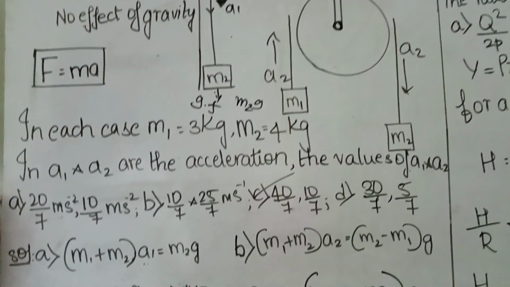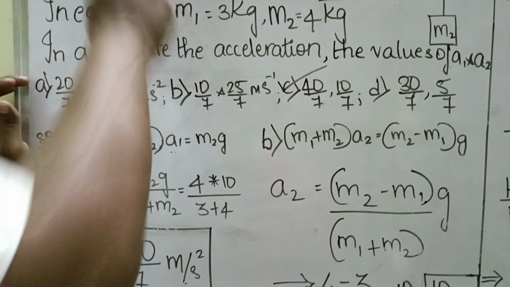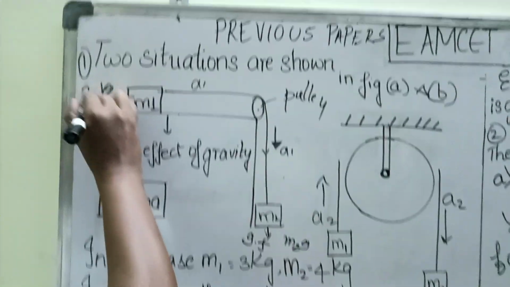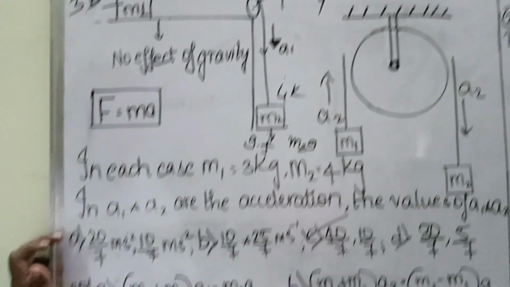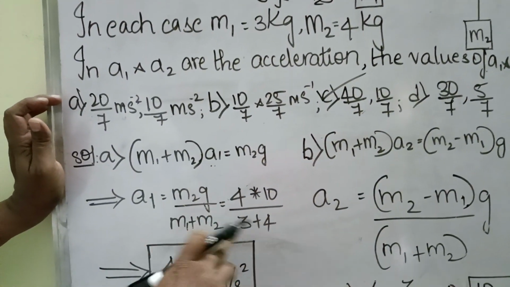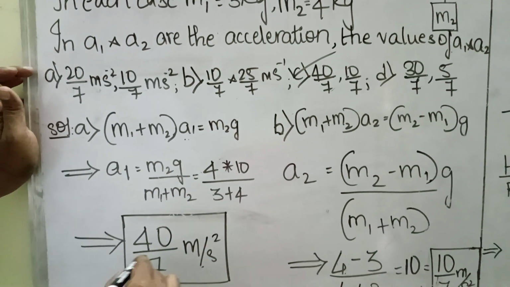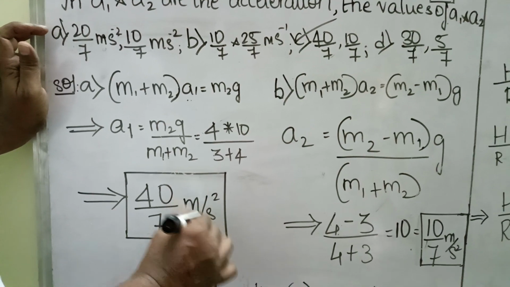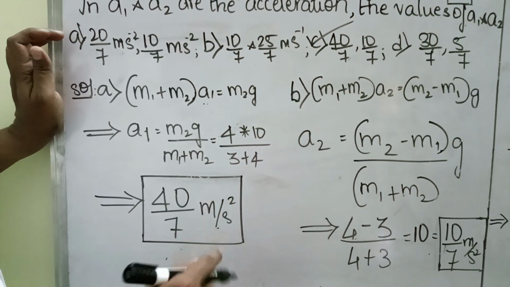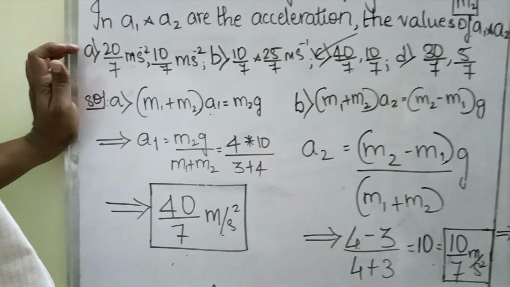m1 as 3 kg and m2 as 4 kg. So we can write here as 3 kg and this as 4 kg. Therefore m2 into g, 4 into 10, by m1 plus m2, 3 plus 4. From this calculation we get a1 is equal to 40 by 7 meter per second square. It is the unit of acceleration, meter per second square. Unit of velocity is meter per second, unit of acceleration is meter per second square.